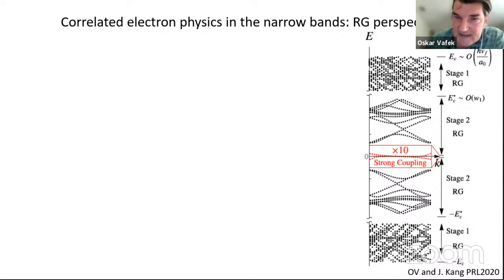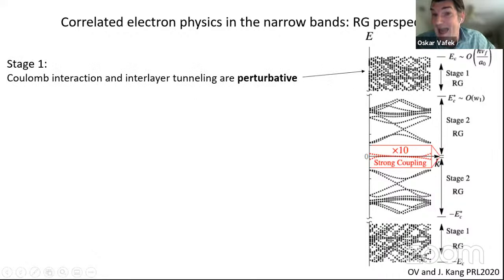Now, the problem that we are facing now is a little bit more complicated, because in addition to, of course, the Dirac dispersion, we also have the interlayer tunneling. However, we can split the energy into three different regimes. There is a regime between our UV cutoff, which is set by the Fermi velocity divided by the carbon-carbon distance. So this is of the order of eV, maybe 2 eV, down to an energy scale, which is of the order of the interlayer tunneling, which is marked here by EC star. And in this regime, the Coulomb interaction is perturbative, and so is the interlayer tunneling, because we're at high energies compared to the interlayer tunneling.